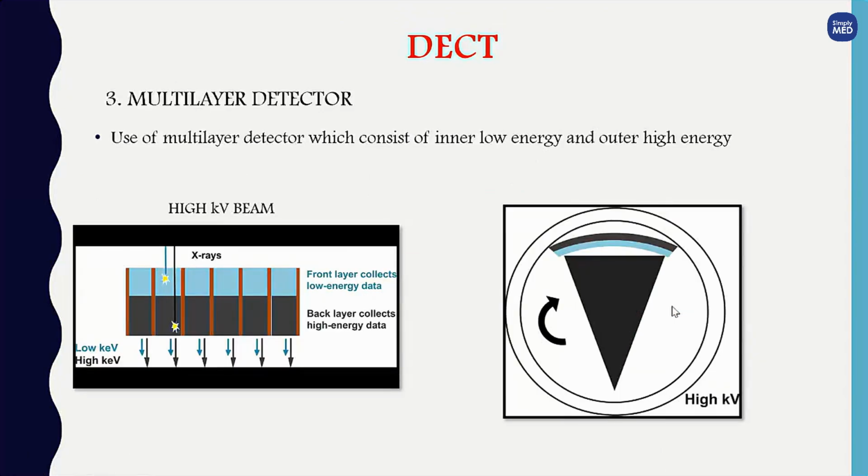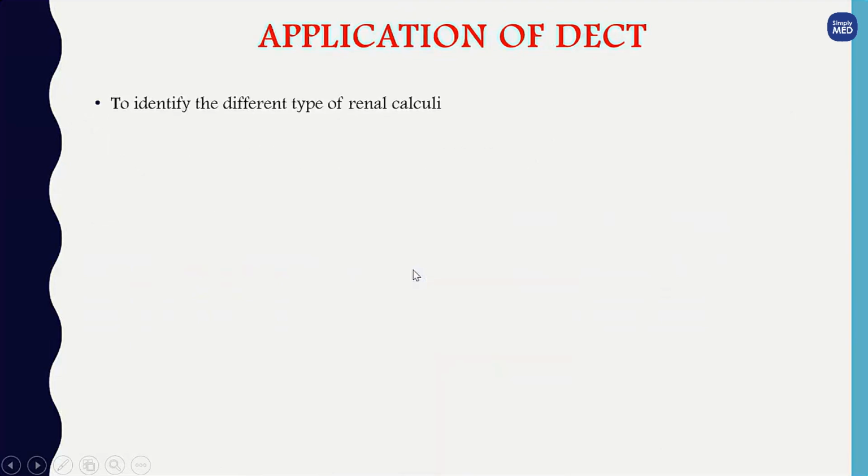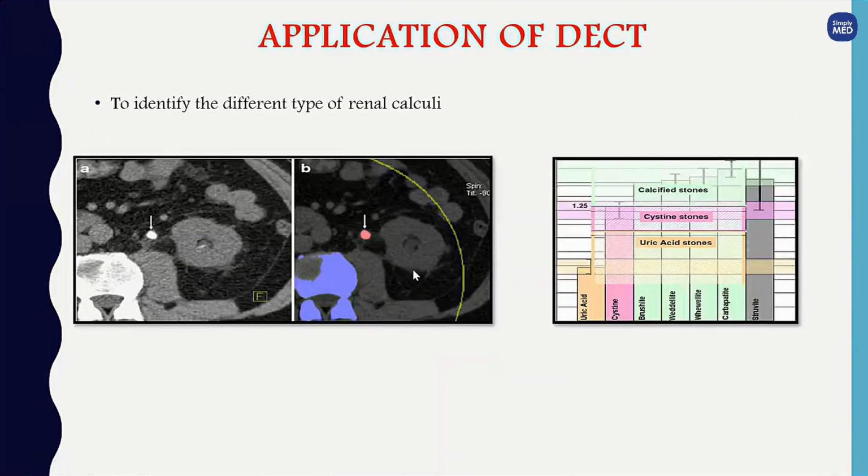Another approach in dual energy CT is, instead of a single detector, using a multi-layer detector. It consists of two layers: the front layer gets the low energy data and the back layer gets the high energy data. And as I said, for the dual source tubes, when we require low energy the 80 kVp X-ray tube will be working, and when we require high energy the 140 kVp X-ray tube will be working.